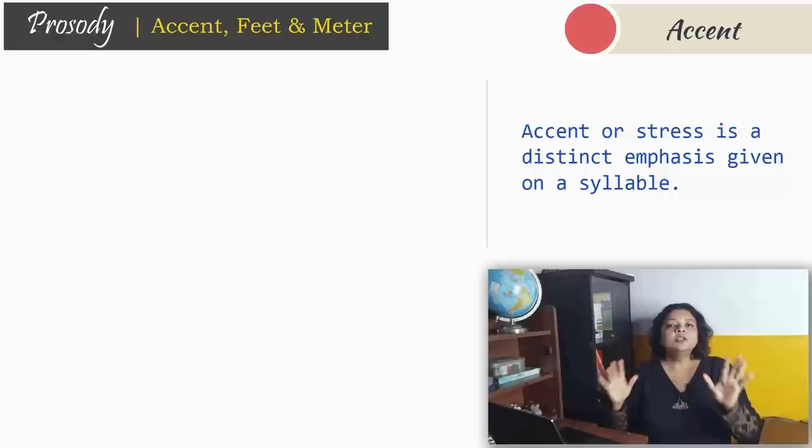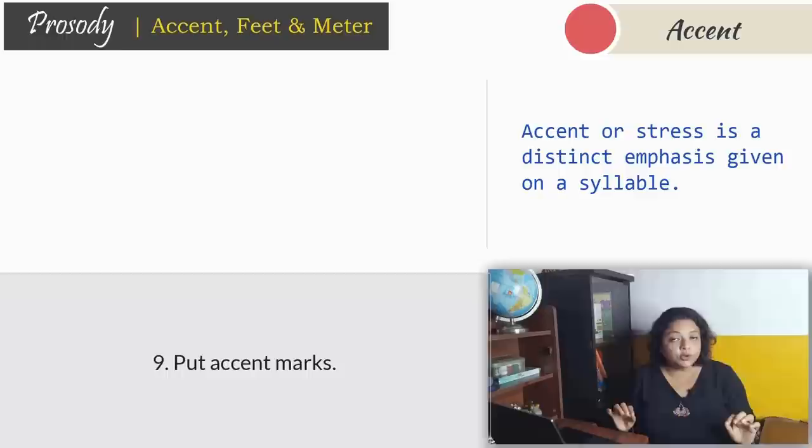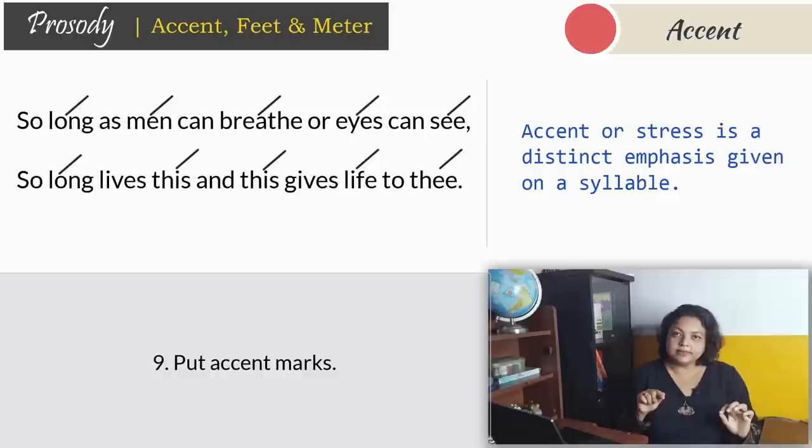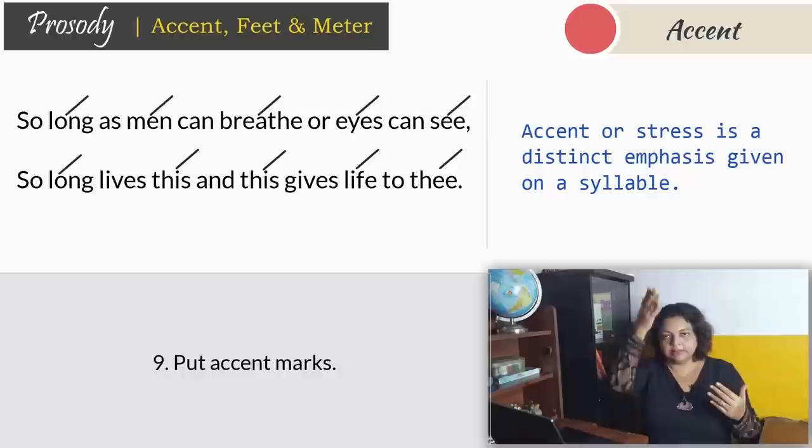So after breaking the line into syllables, the next job is to put accent marks. Where do you put the mark? Accent mark is you put a straight line on top of the vowel or the vowel unit of that syllable which is accented. And if it is unaccented, you can just leave it unmarked. Or what I used to do is I used to give a horizontal line just to show that it is not accented. So that creates a pattern like this.